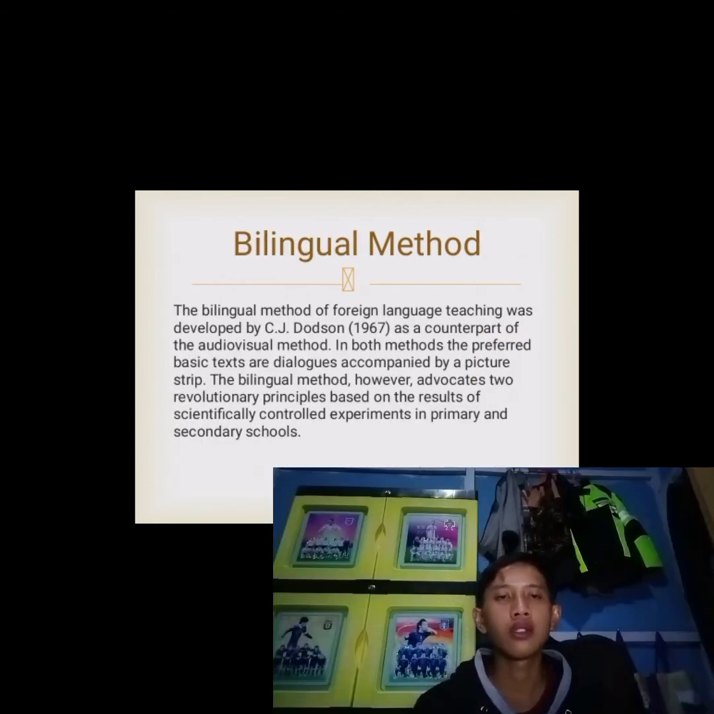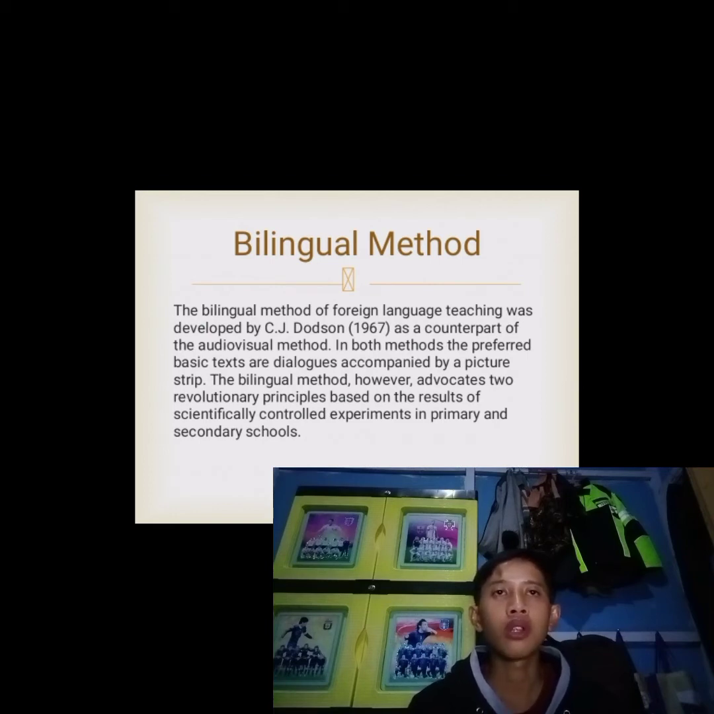Okay, everyone, here I will explain the third point. It is about the bilingual method. The bilingual method of foreign language teaching was developed by C.J. Dodson in 1967 as a counterpart of the audiovisual method. In both methods, the preferred basic texts are dialogues accompanied by a picture strip.